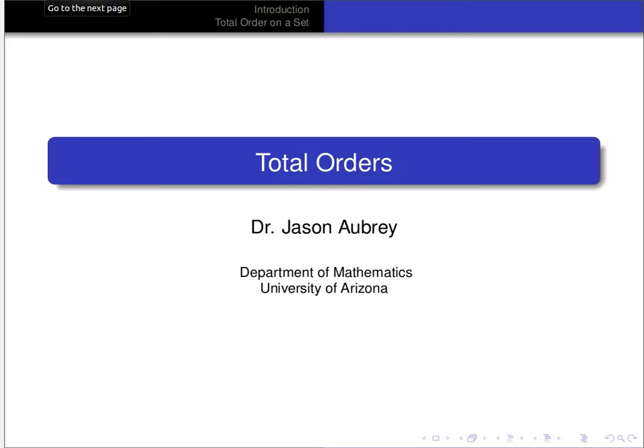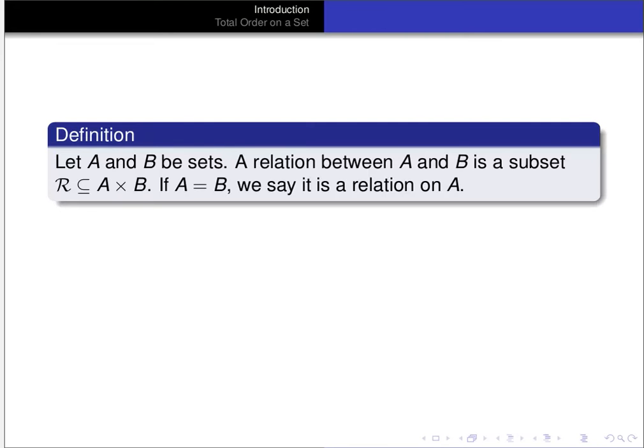In this video, we're going to talk about a type of relation called a total order. All right, so first let's talk a little bit about relations. Recall that if A and B are sets, then a relation between A and B is just a subset of the Cartesian product A cross B. So a relation R is just a set of ordered pairs, a subset of A cross B.